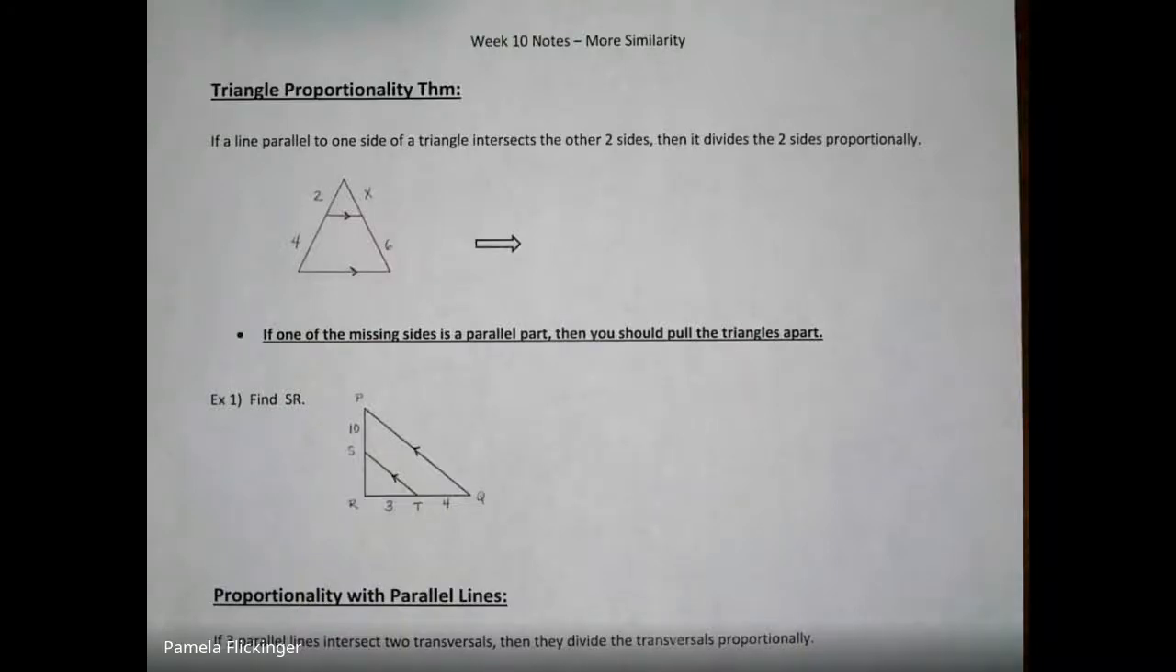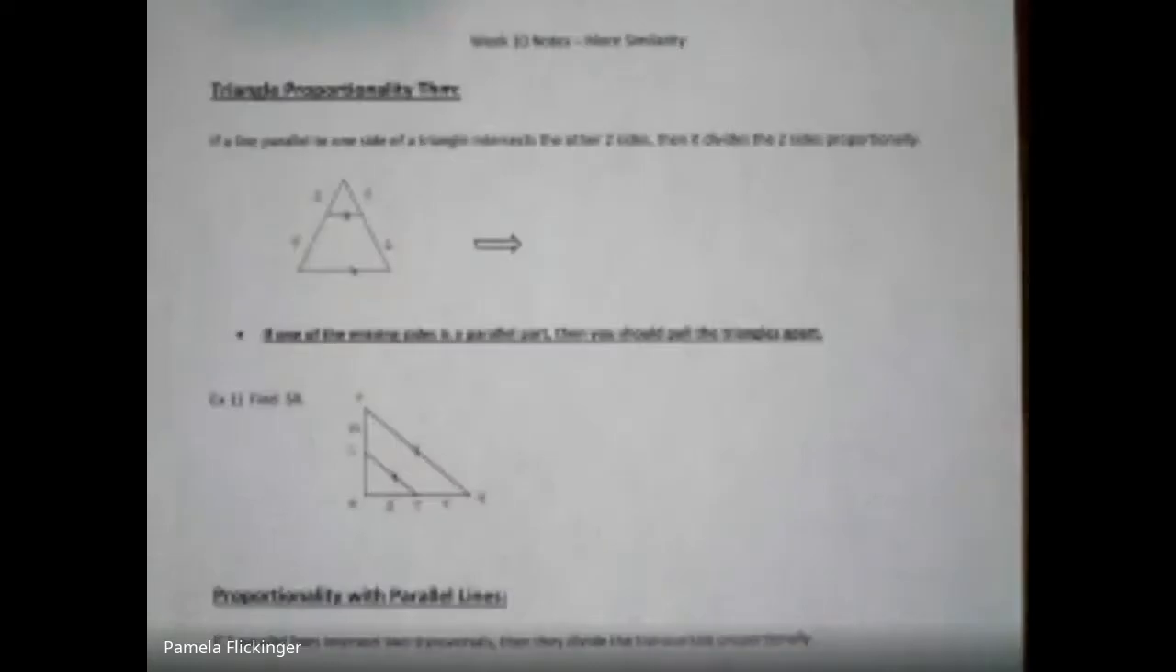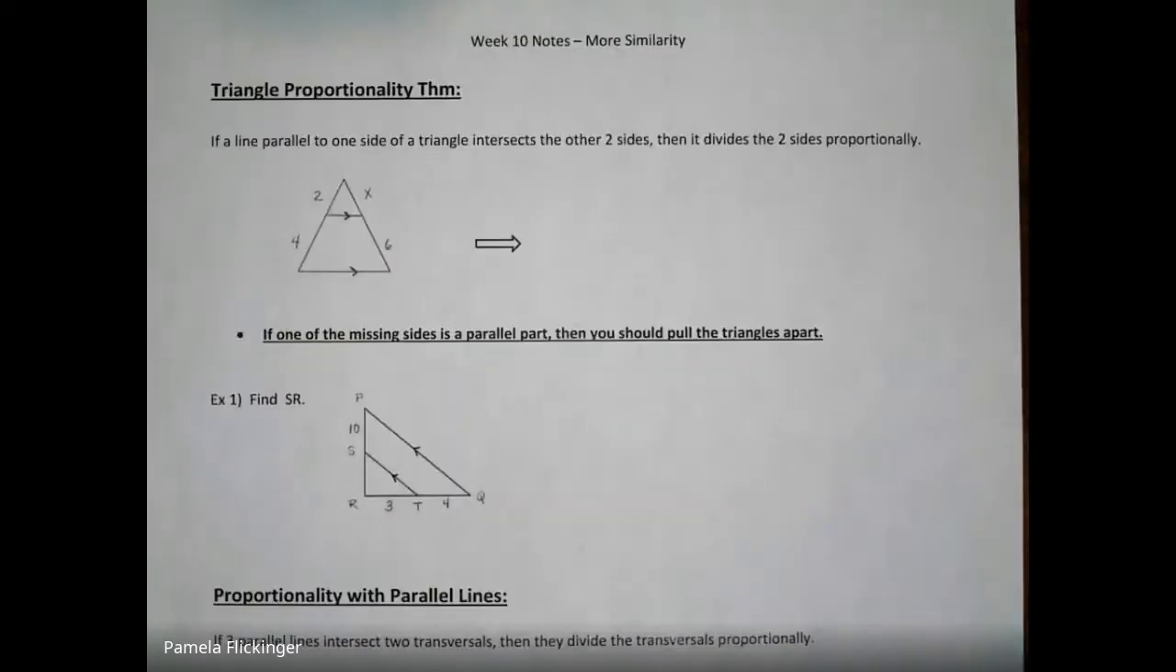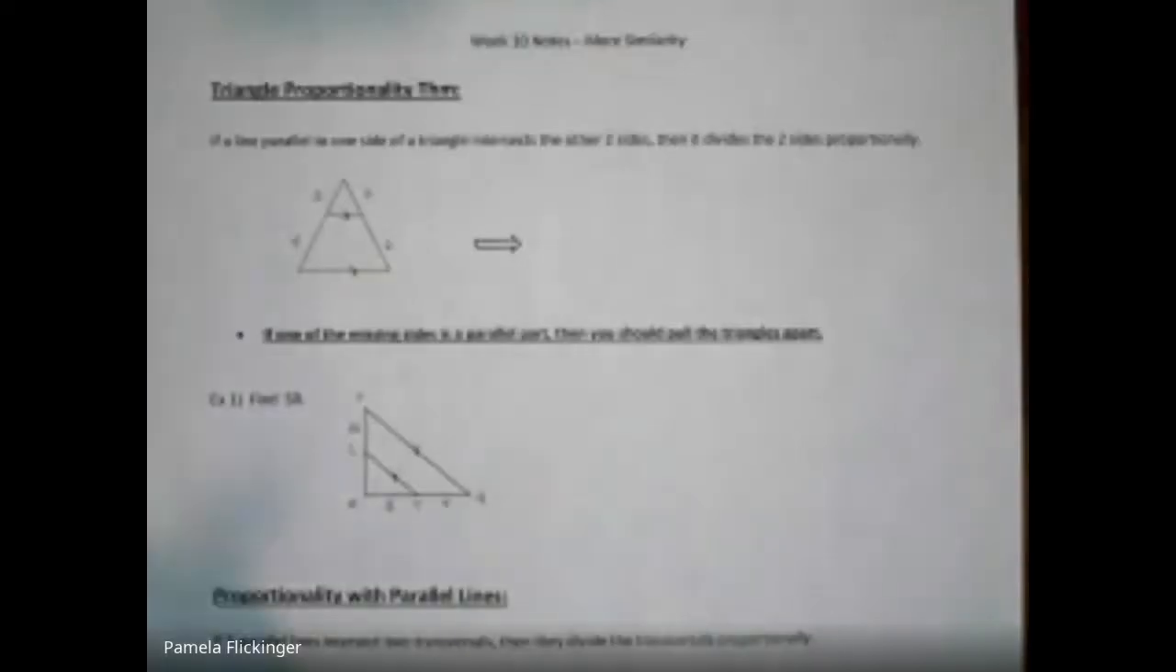So continuing with our similarity unit, we're going to look at what's called the triangle proportionality theorem. And what this theorem says is if a line parallel to one side of a triangle intersects the other two sides, then it divides the two sides proportionally.